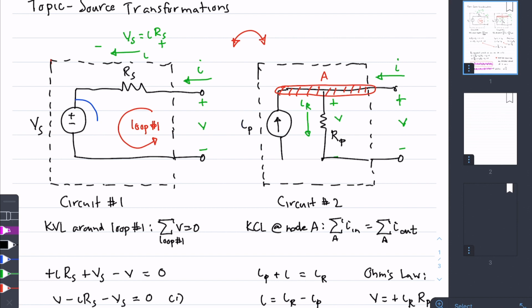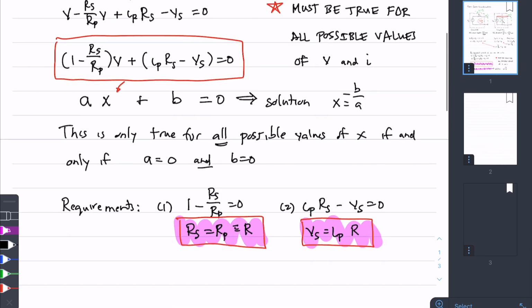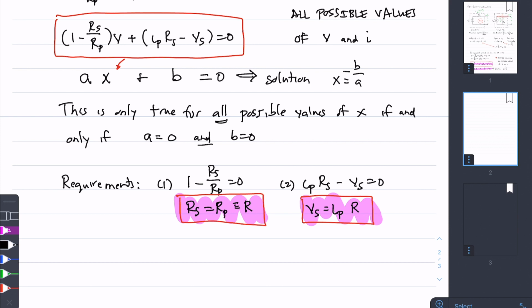This is enough theory. We will get a chance to use these source transformations in later videos so that you can actually gain some practice using these in order to help you simplify circuits so that you can solve them.